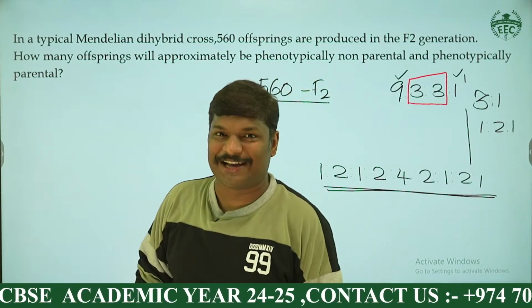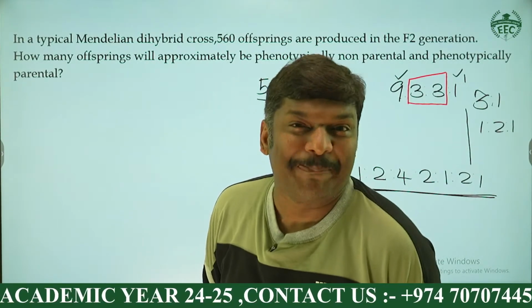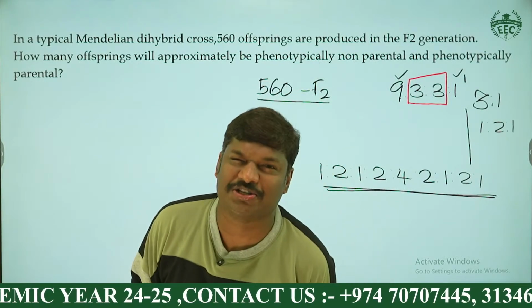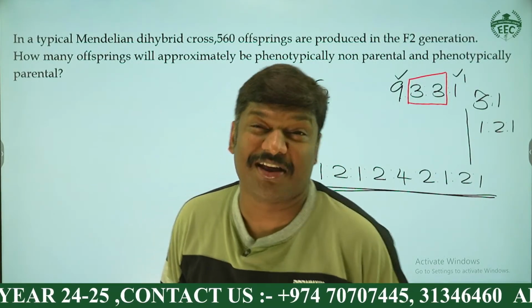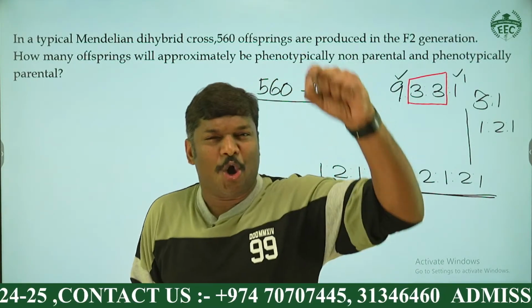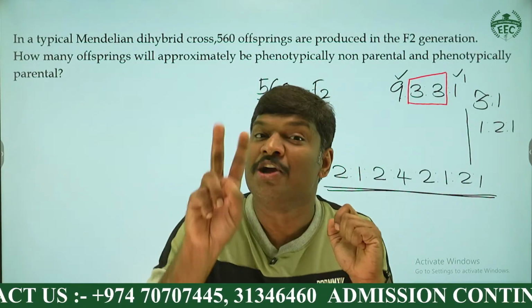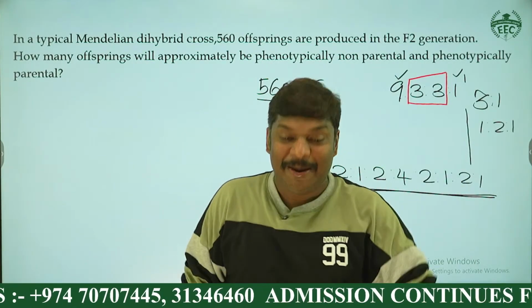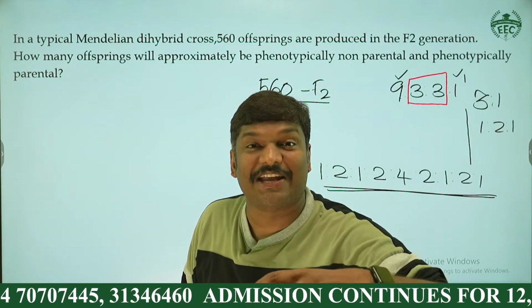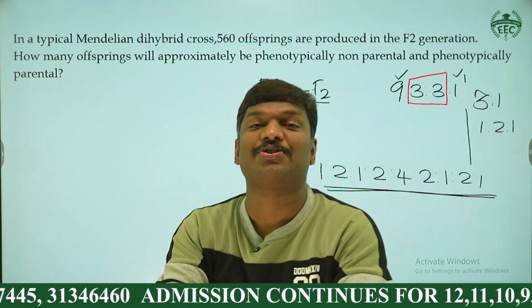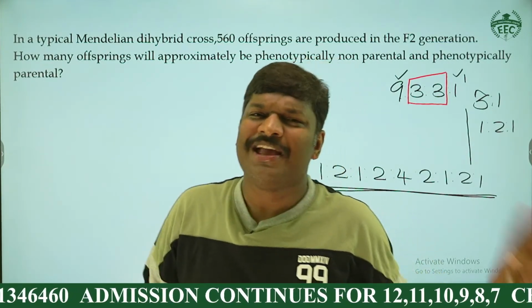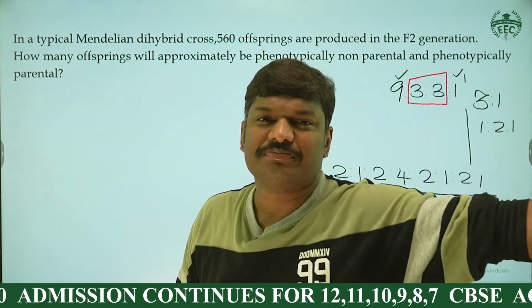How many of you can write that one? It is the law of independent assortment. Important question for the exam. Law of independent assortment. What is the law of independent assortment? It starts with when two pairs of characters. Two pairs of characters means what? It is not applicable in monohybrid. Monohybrid is always dealing with what?